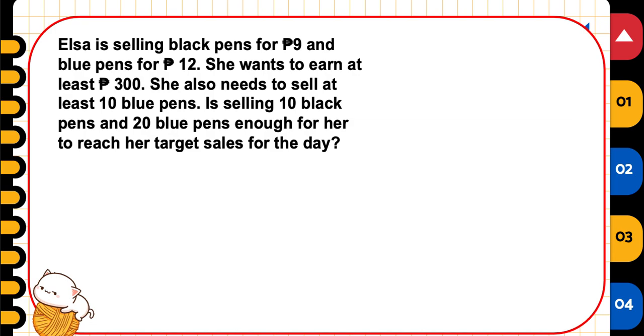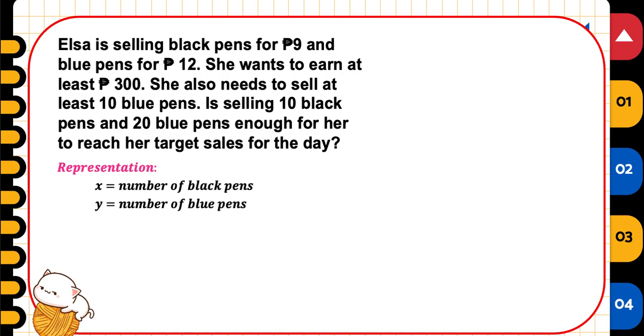What we are going to do first is to represent the unknowns, and definitely we're going to look for the number of black pens and the number of blue pens so that we can check whether Elsa would reach her target sales for the day. So let x be the number of black pens and let y be the number of blue pens.